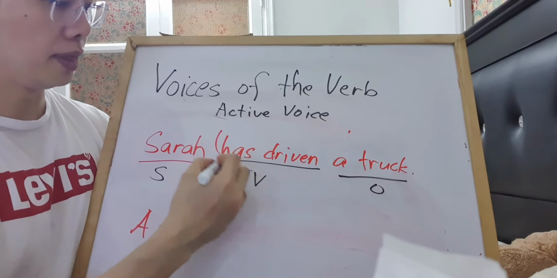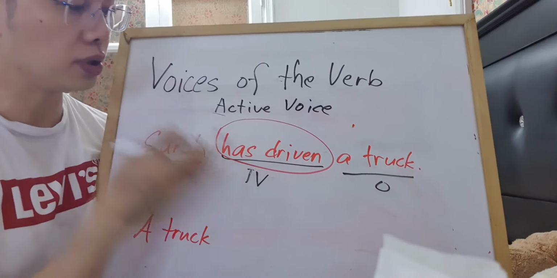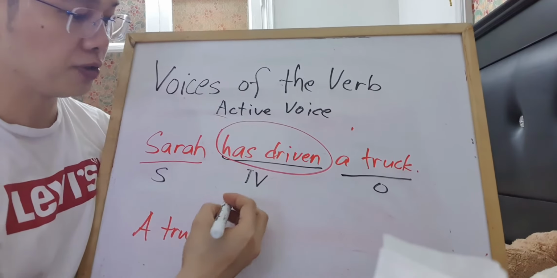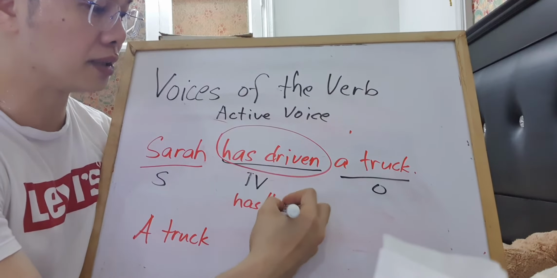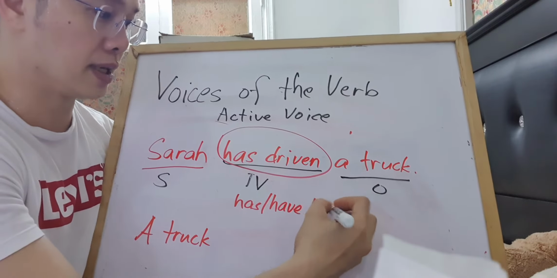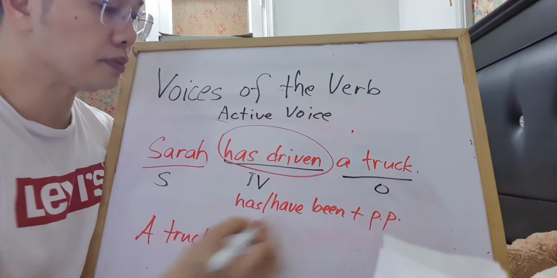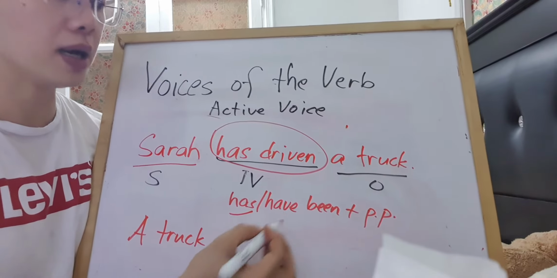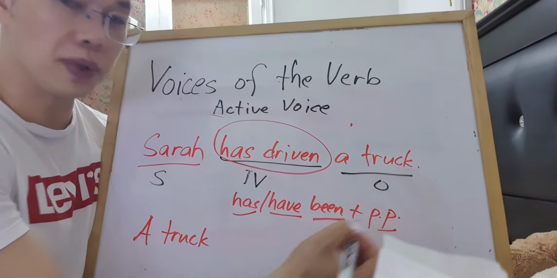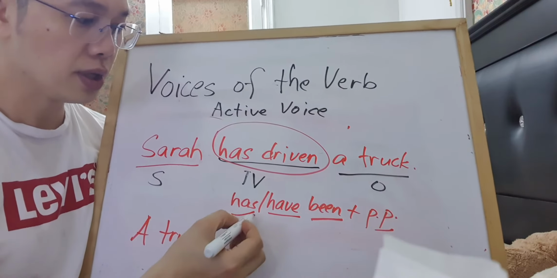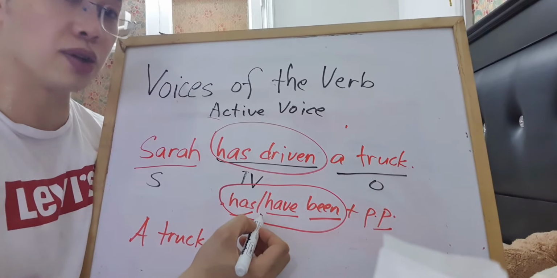Okay. This time, what is the form for the past participle? For the present perfect, the form is has, have, been, all right, plus pp. Okay, has for singular subject, have for plural subject, then you have been constant and pp constant. All right, so this one, as I said, conjugates. This is your be verb.